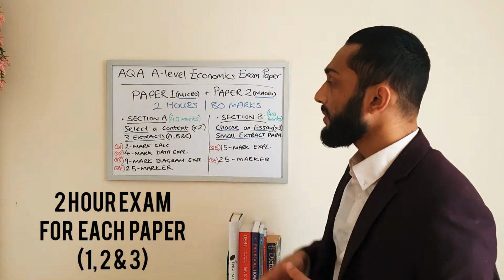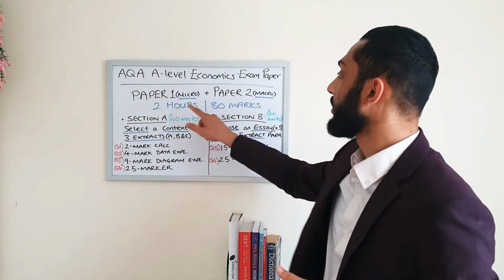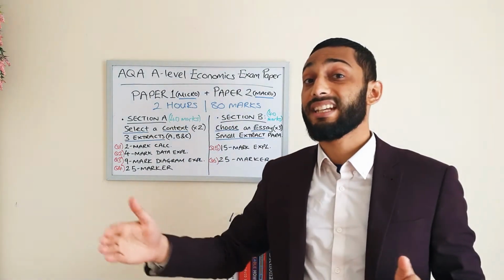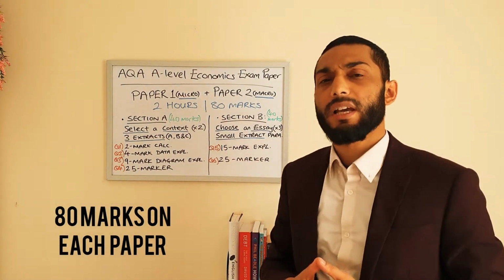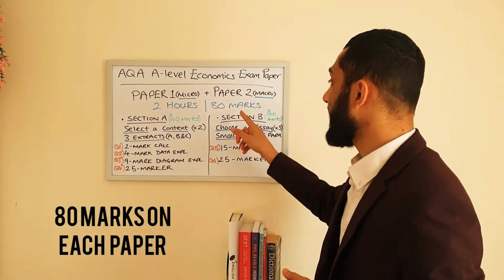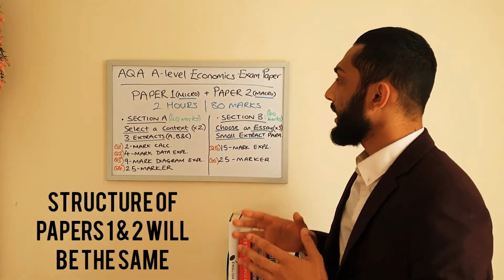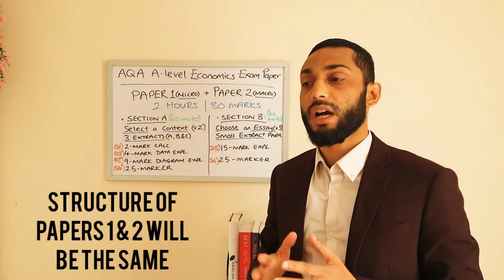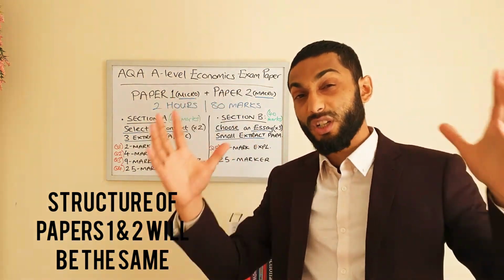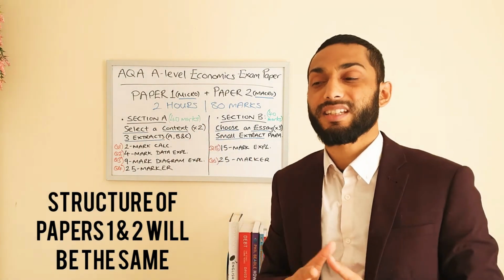Now, the exam is going to be 2 hours long for each paper. For micro and macro, the exam will be 2 hours in length each. Secondly, the marks will be up to 80 marks. So there will be 80 marks for each paper. The exam papers for micro and macroeconomics, paper 1 and paper 2, are designed and structured in the same way when it comes to marks and the sections.